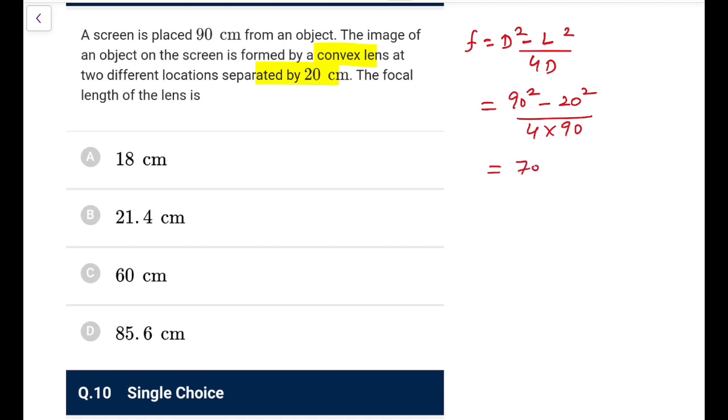That's a better thing to do instead of solving every time, and this is a very, very interesting thing that is being asked many times here. So 70 into 11 by 36. It is approximately less than 22 because 36 twos would be 72. It is slightly less than 2, so somewhere less than 22. So I will go with 21.4 centimeter. That would be the answer.